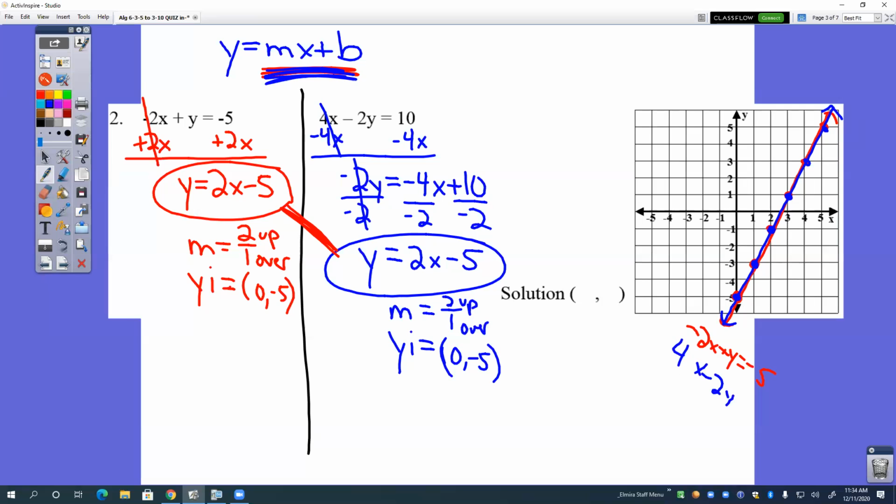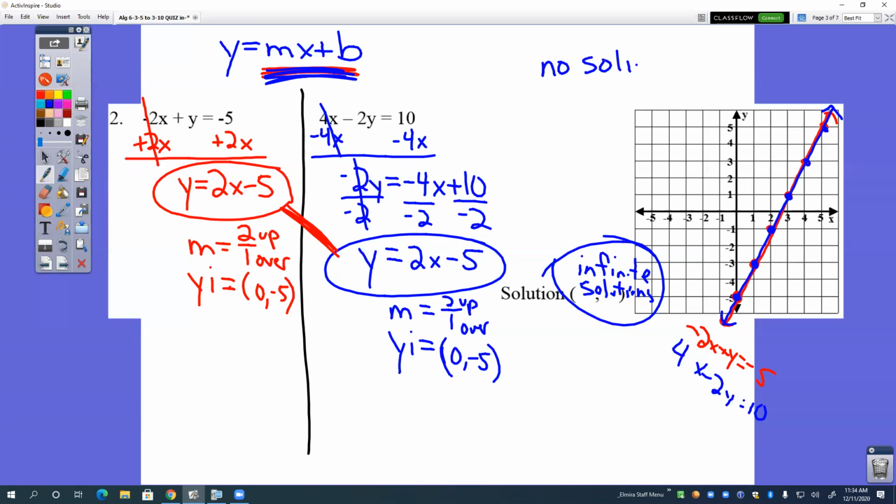Since every point is the same, they are the same exact identical line, your answer is infinite solutions. Every point on the one line is the same as every point on the other line.